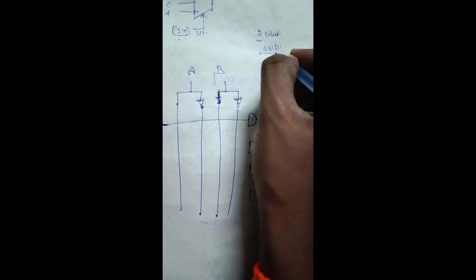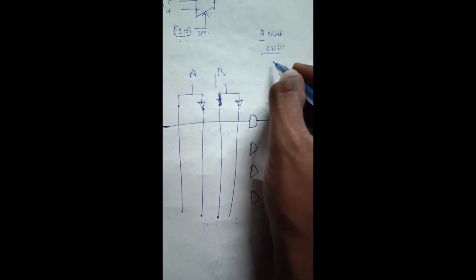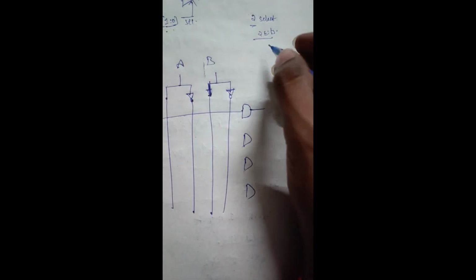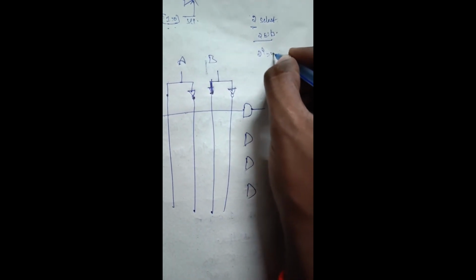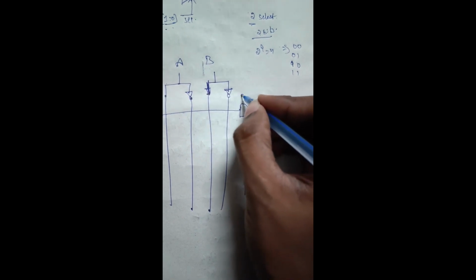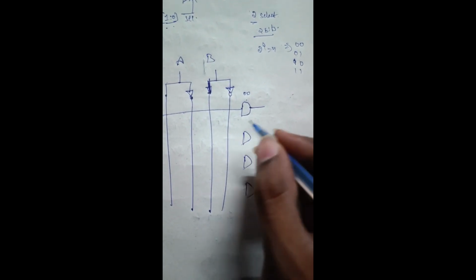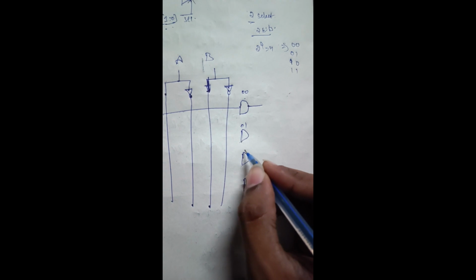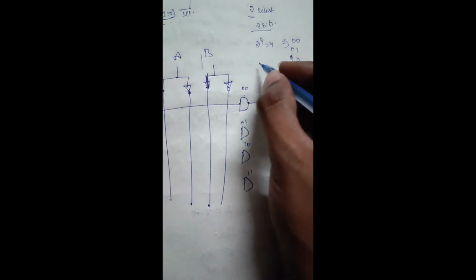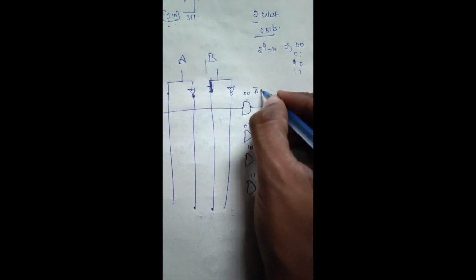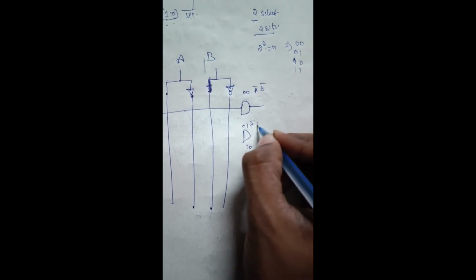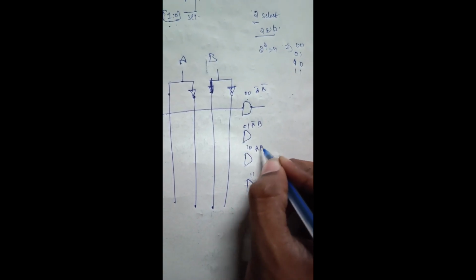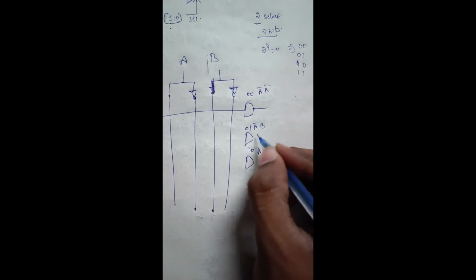If we have 2 bits, then how many possible combinations will be obtained? 2 power n combinations will be obtained. That means 2 power 2 is equal to 4, right? So they are 0 0, 0 1, 1 0, and 1 1. For 0 0, this input will be given to the output. For 0 1, this one. For 1 0, this one. Here 1 1. Here you can observe 0 0 means nothing but A bar, B bar. Here A bar, B. Here A, B bar. Here A, B.